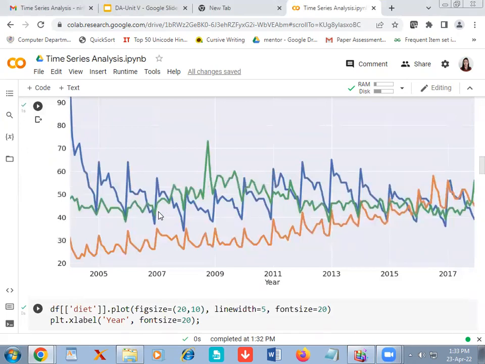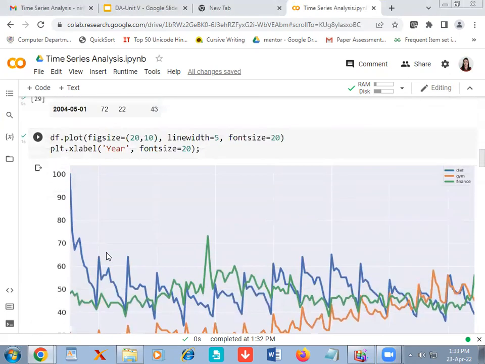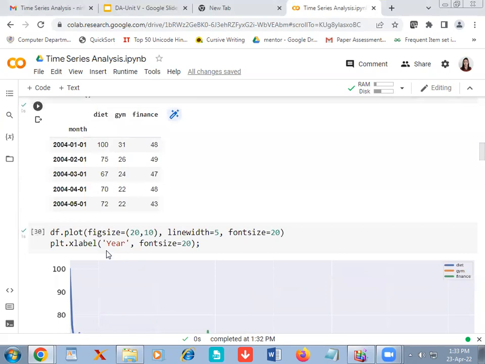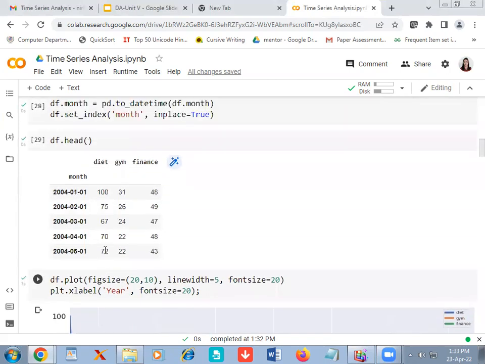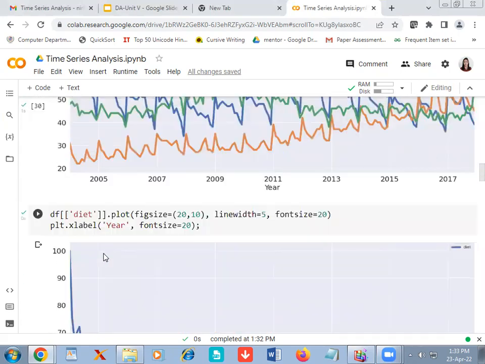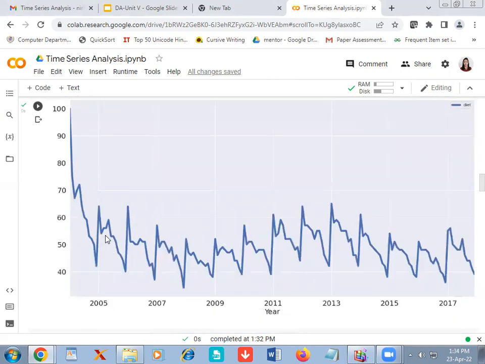Now I want to analyze the diet, because I want to relate diet and my gene. So first I'm going to analyze the pattern of my diet. For that purpose, I have written diet, and then I have plotted the data. This is the plot of the data.